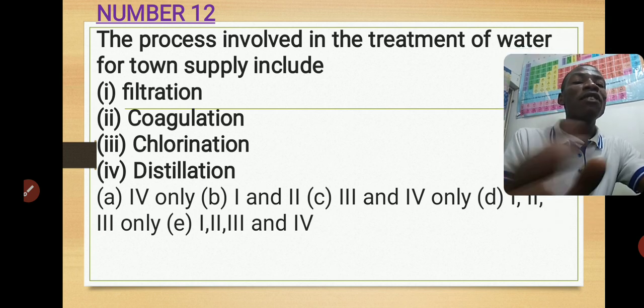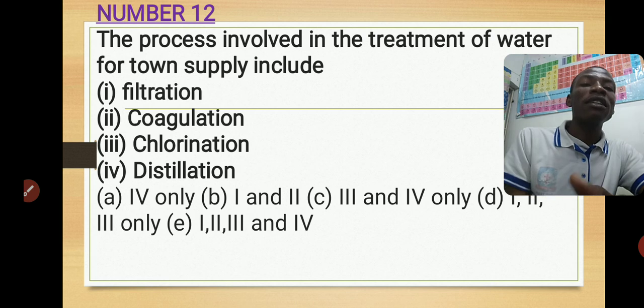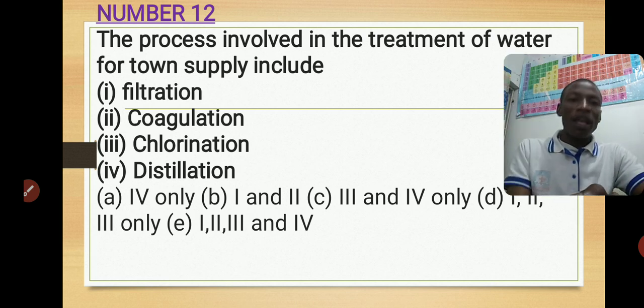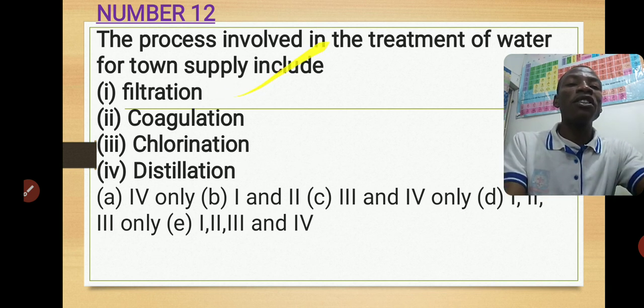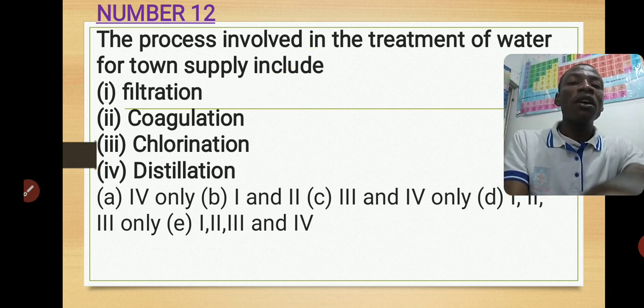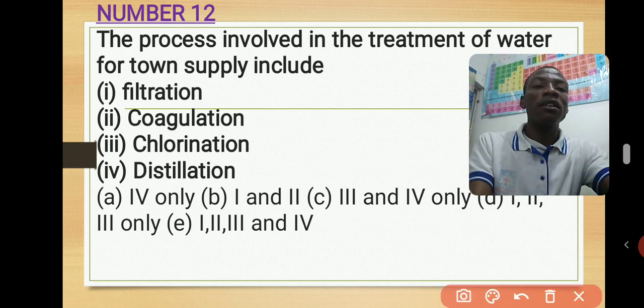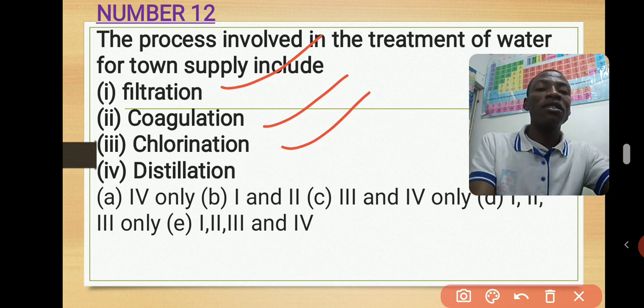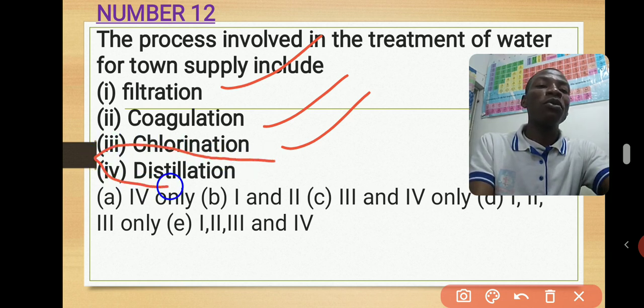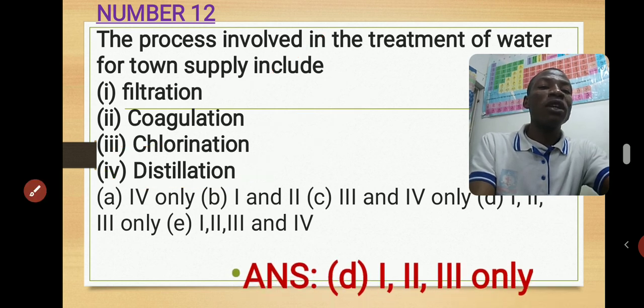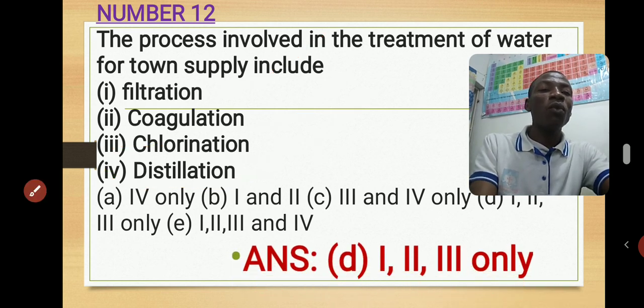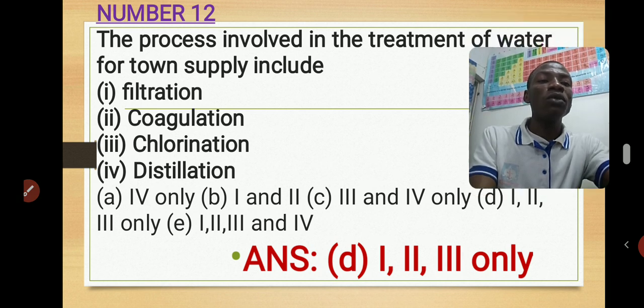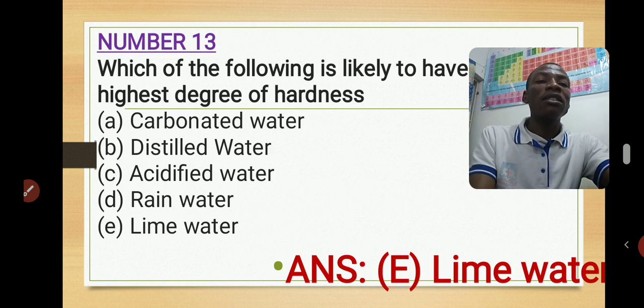The processes involved in treatment of water for town supply include which of the following? You can see that our answer there is filtration. Filtration is part of the process. Coagulation is there. Chlorination is there for killing germs, but distillation is not part of the process. So our answer now will be 1, 2, and 3 only. That is option D. So that's our answer.